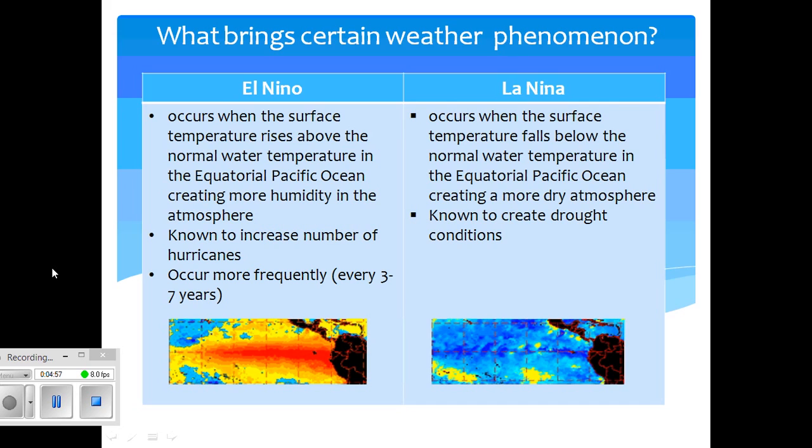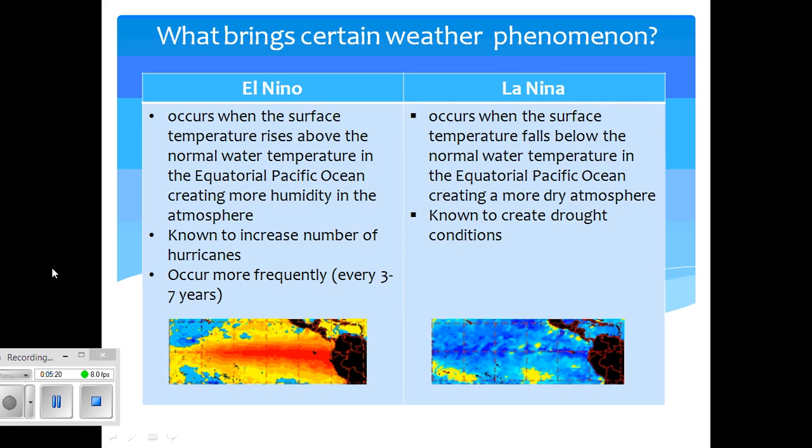El Nino occurs when the surface temperature rises above the normal water temperature in the equatorial Pacific Ocean, creating more humidity in the atmosphere. This in turn is known to increase the number of hurricanes, and they occur more frequently every 3 to 7 years.